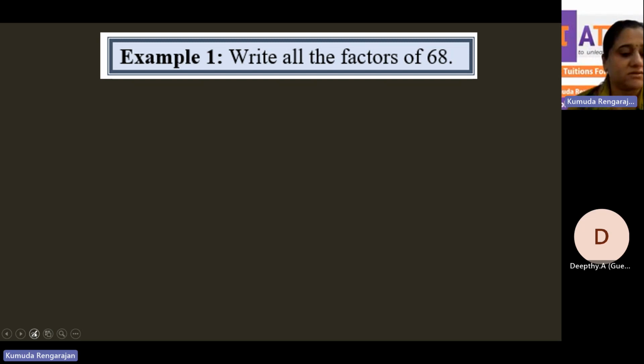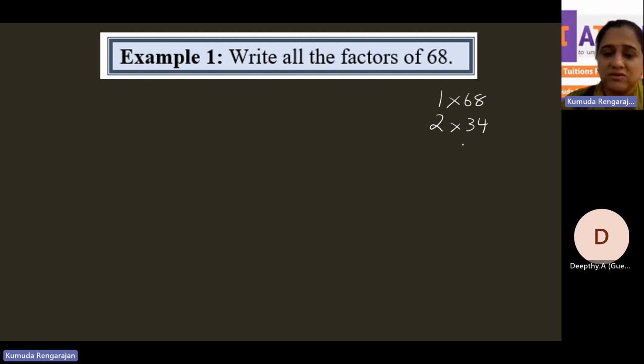So let's start solving the examples and exercise from NCERT. This is the first one. It says, write all the factors of 68. Okay, write all the factors of 68. So it goes like this. 1 into 68 is 68. Look at the board. 2 into 34 is 68.